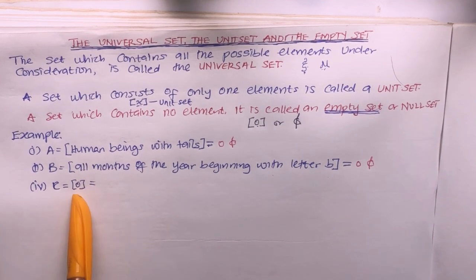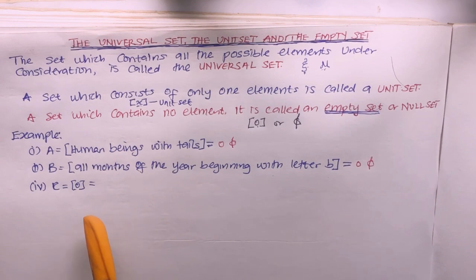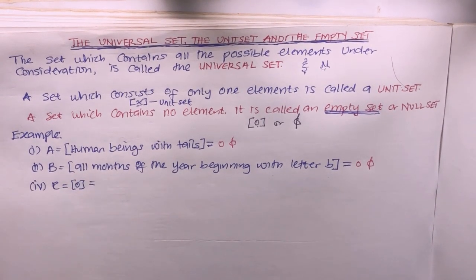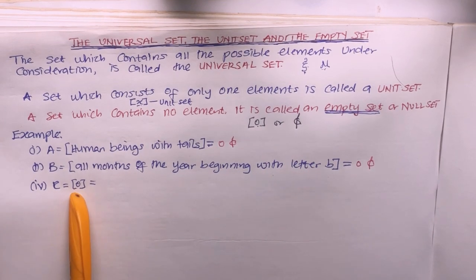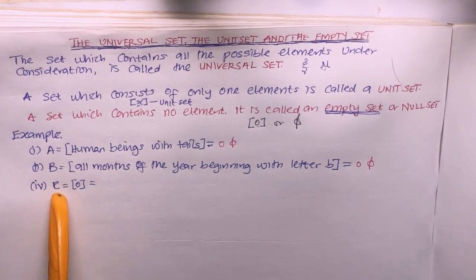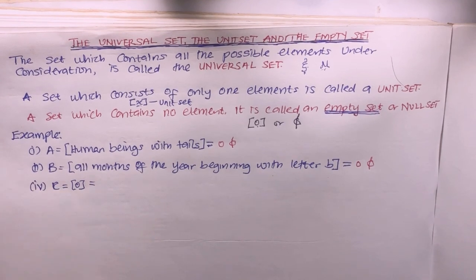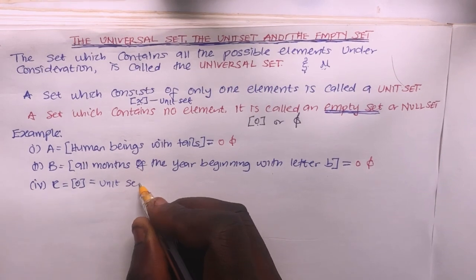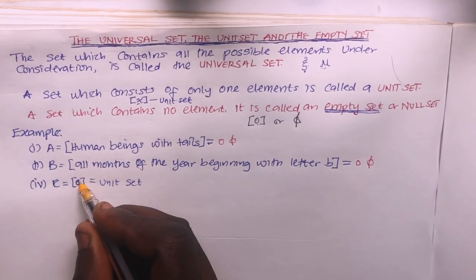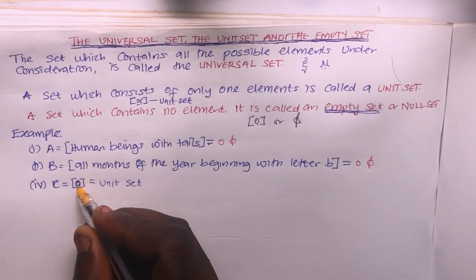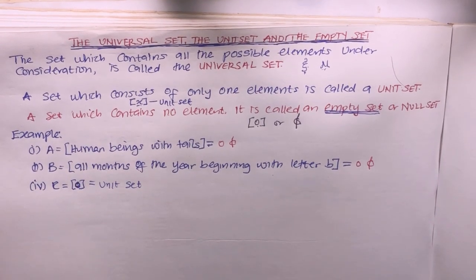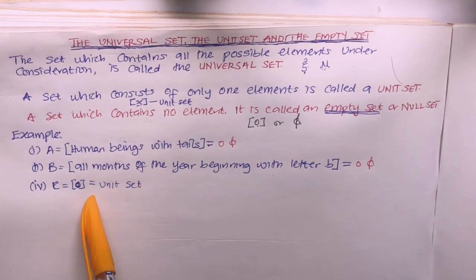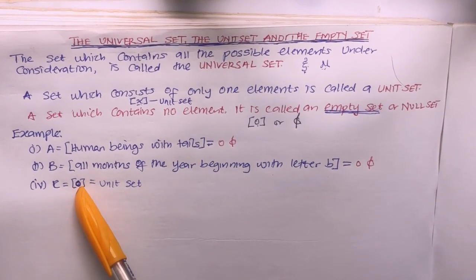Then you have set C equals, two braces with 0 enclosed inside. Is this a unit set, universal set, or empty set? This is a unit set, because at least this is the letter O, not the number 0. If it were the number 0, that's why we would call it a null set, but it is a unit set because this is an alphabet, a letter.